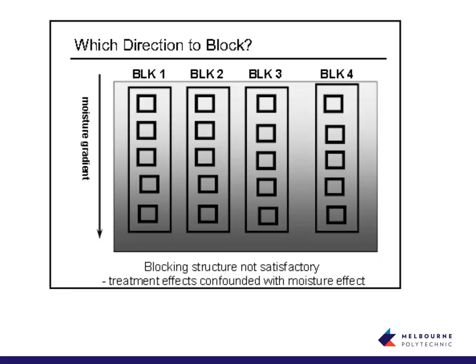If instead of choosing rows to block, such that each treatment could be found randomly within each zone of moisture, what if instead we blocked in columns from left to right? All the value of the blocking is gone because we couldn't make sure that we had an equal representation of each treatment in each moisture gradient area.